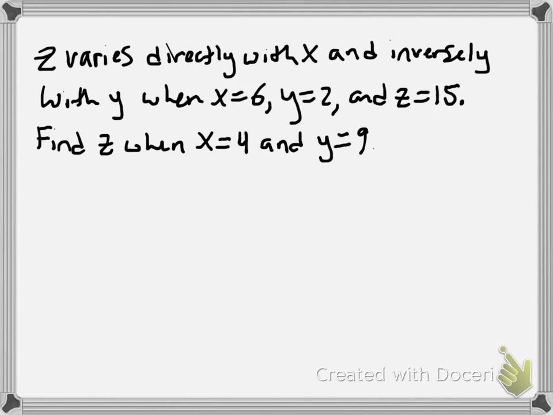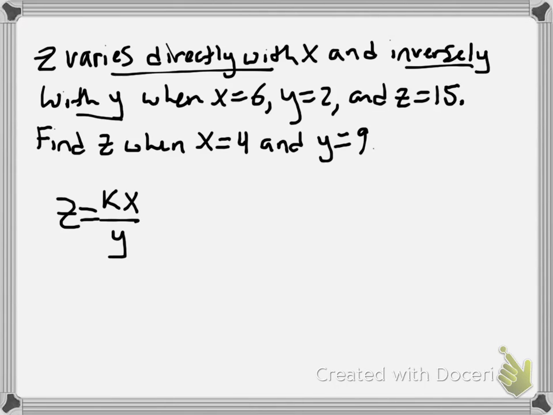The first thing you want to do with this is get it set up correctly. So z in this case is going to vary directly with x and inversely with y. So we want to make sure we set it up correct. So z is going to vary directly with x and inversely with y. In this one, it's going to have an x, y, and z that go together, because we have to find our k value.